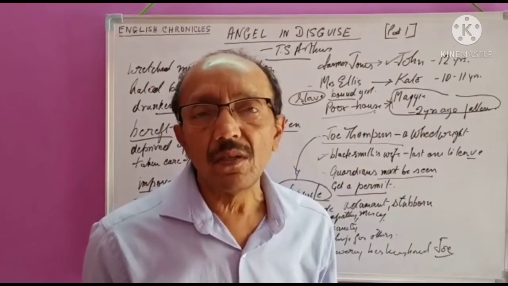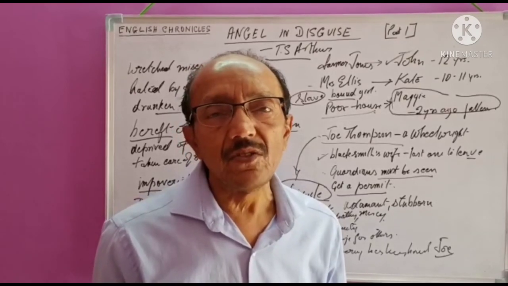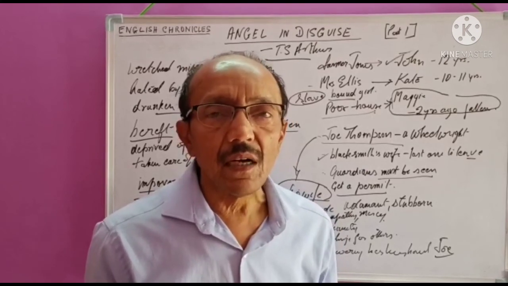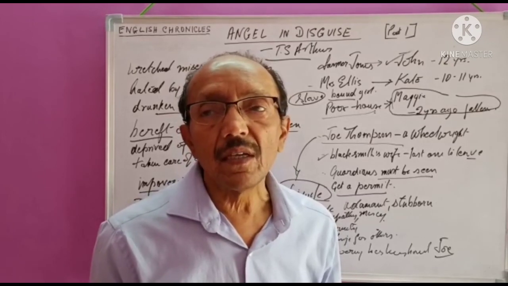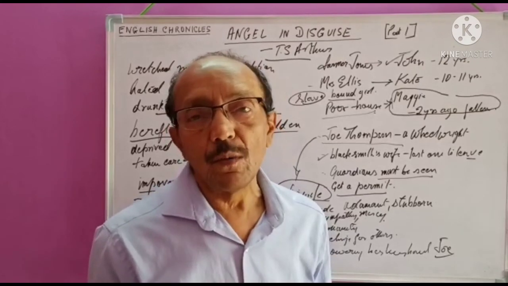And the second question is the justification of the title Angel in Disguise. Who is the angel, and why has she come, he or she, whoever she is, in disguise, and what is the effect of the angel in the house of Joe Thompson.